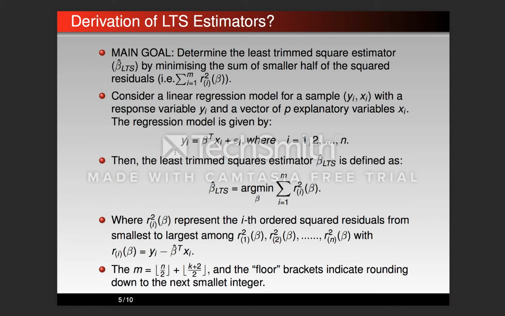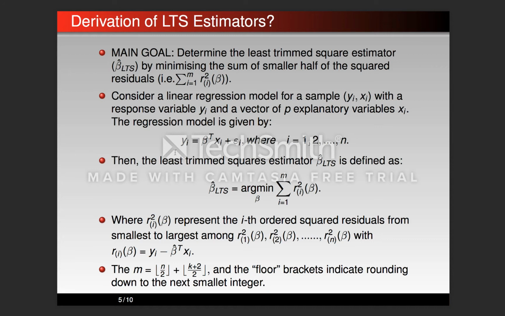So now, how do we find the least squares estimator? The main objective of least trimmed squares regression is to determine the estimator, beta hat LTS, by minimizing the sum of the smaller half of the squared residuals. Let us consider a regression model for a sample yi and xi, with the response variable yi and the explanatory variable xi. Then the regression model is given by yi equals beta transpose xi plus error term epsilon i.